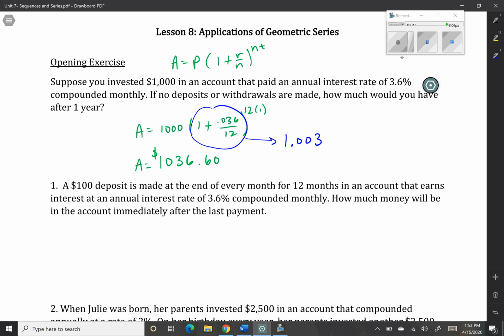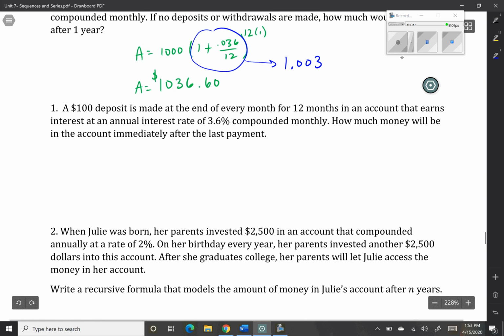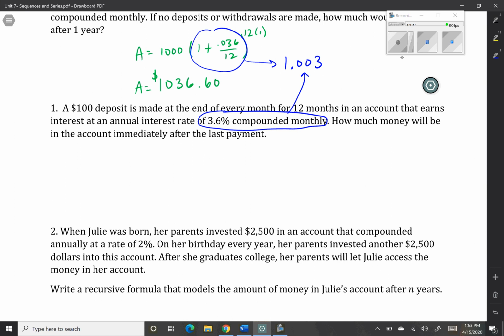Now, we're going to use this idea in question 1. So question 1 says a $100 deposit is made at the end of every month for 12 months. That's very different than what the opening exercise question is saying. I'm not saying that you have $1,200 and you're earning interest over the course of the year. I'm saying every month you're adding a new value to this. Now, the interest rate is the same. It's 0.36 compounded monthly. So this 0.36 compounded monthly, that's going to be this value. So every month, I'm going to multiply that to the previous month's ending balance.